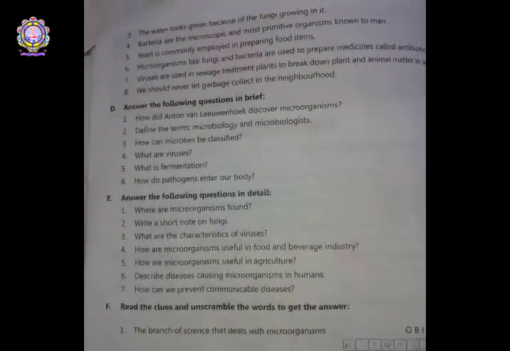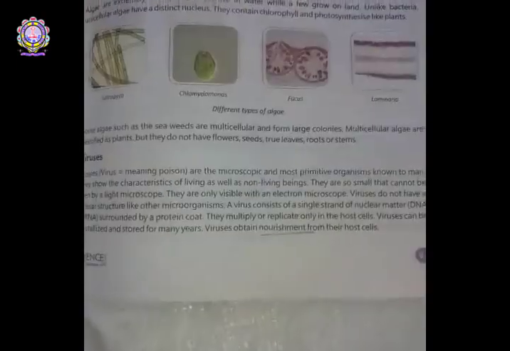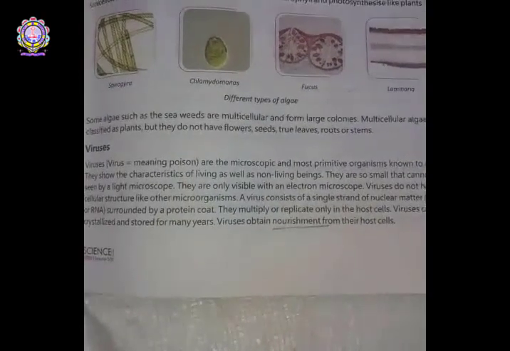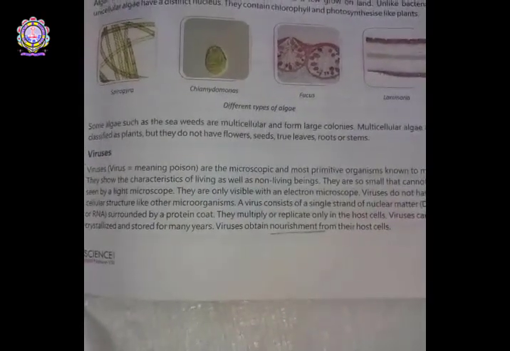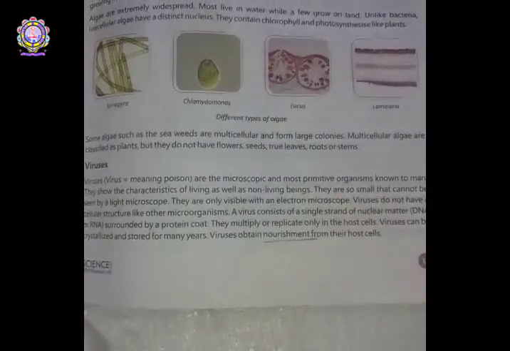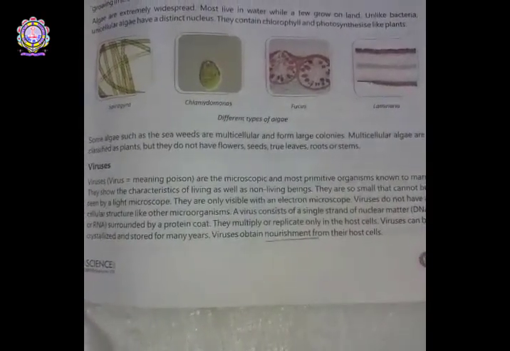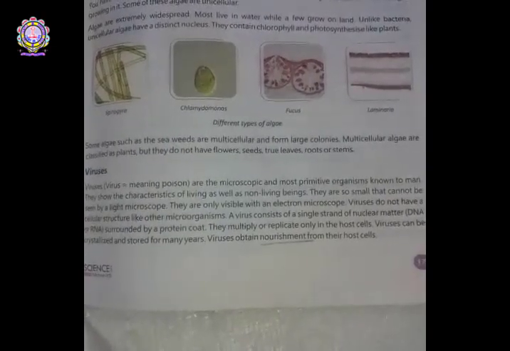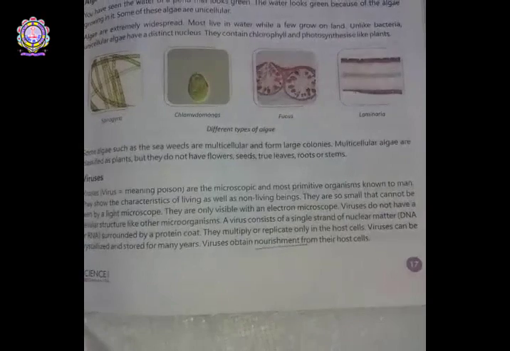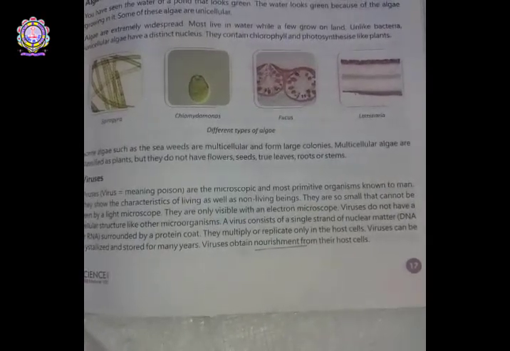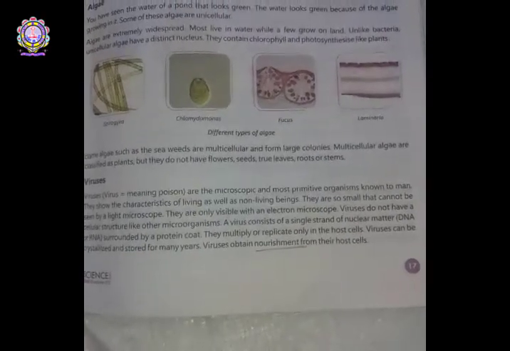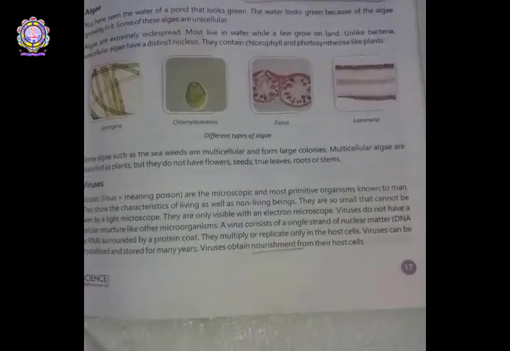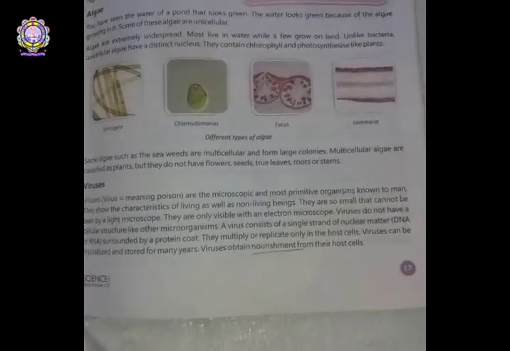Next is: what are the characteristics of viruses? Here we see the main characteristics of viruses. Virus means poison, so viruses are mostly poisonous microbes. They are microscopic and the most primitive organisms. Primitive organism means undeveloped organism.